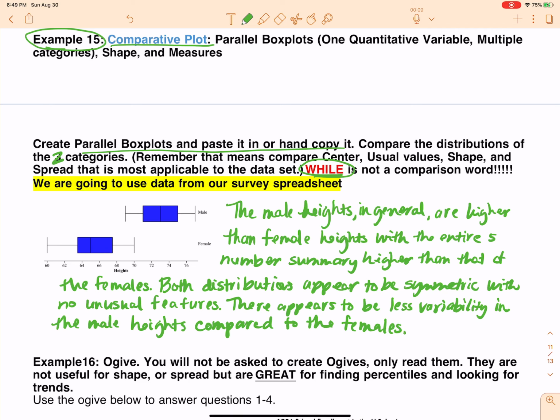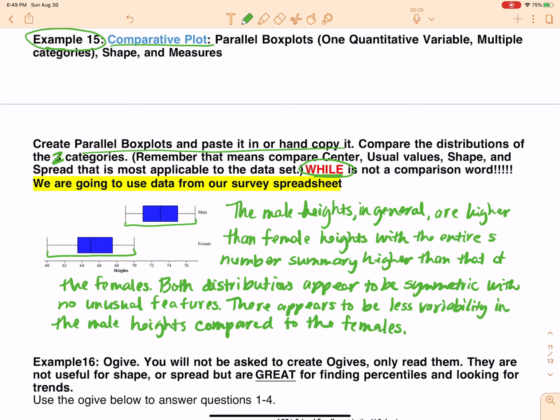Okay, that pretty much does it. That's all you've really got to talk about. Now, what I'm talking about here, there appears to be less variability in the male heights compared to the females. See, the males are not quite as spread out as the females. And you could have said that in a different way. You could have said the female heights have more variability than the male heights.